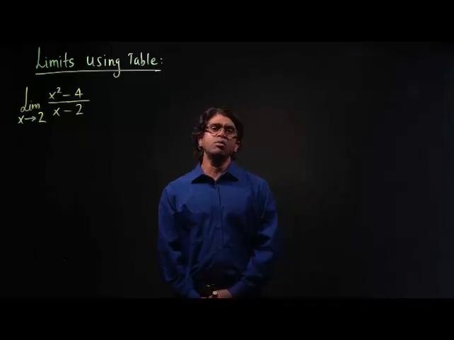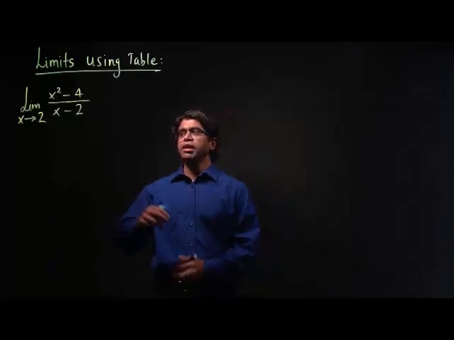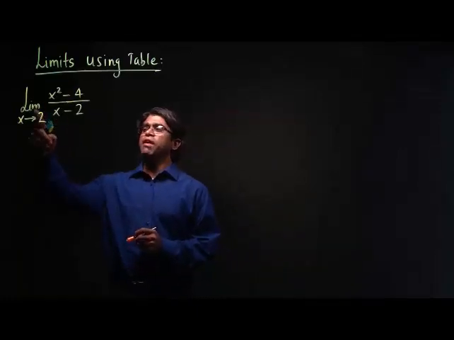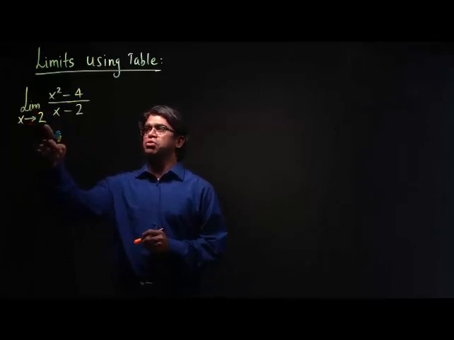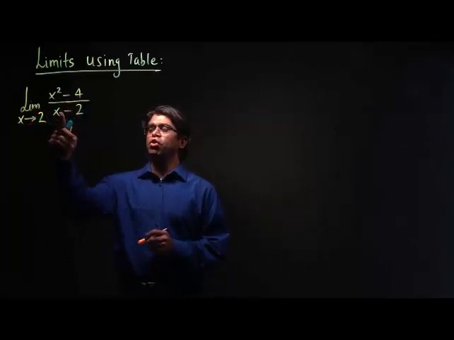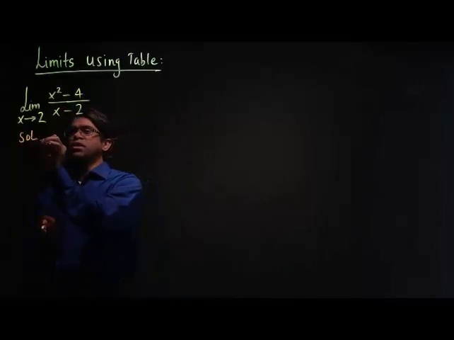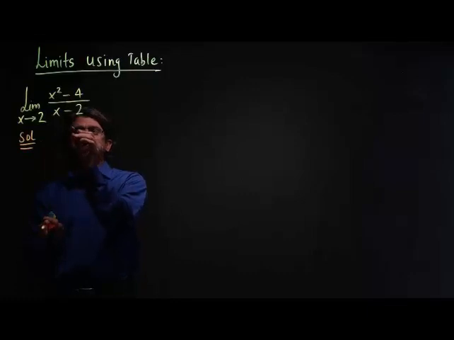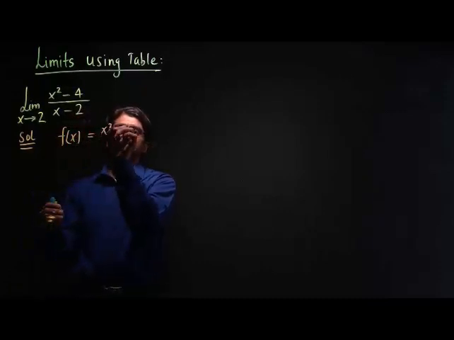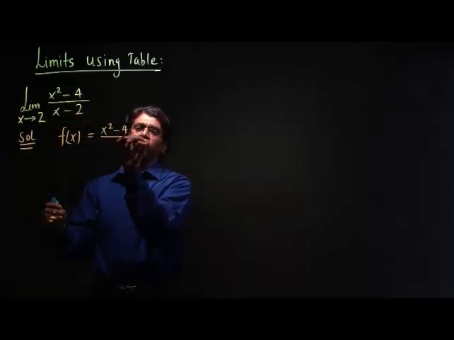In this video, I'm going to introduce you to the idea of finding the limit using a table. So let's look at the question. Our example is: find the limit as x tends to 2 of x squared minus 4 over x minus 2. So let's consider the function. My function is x squared minus 4 over x minus 2.